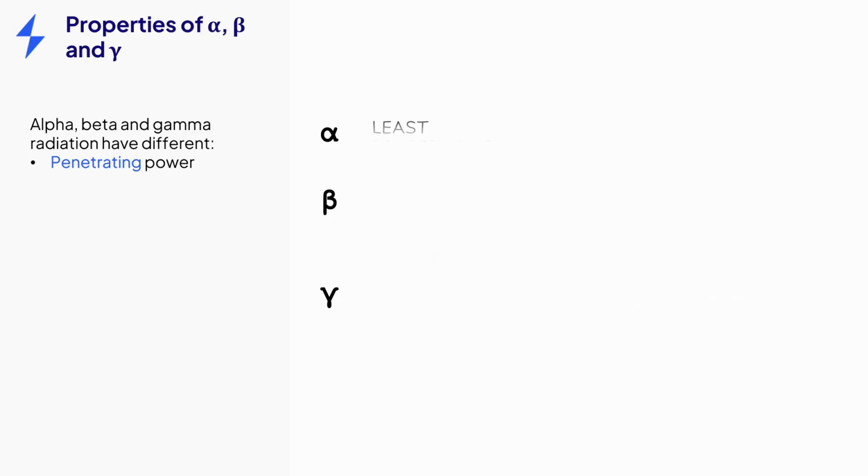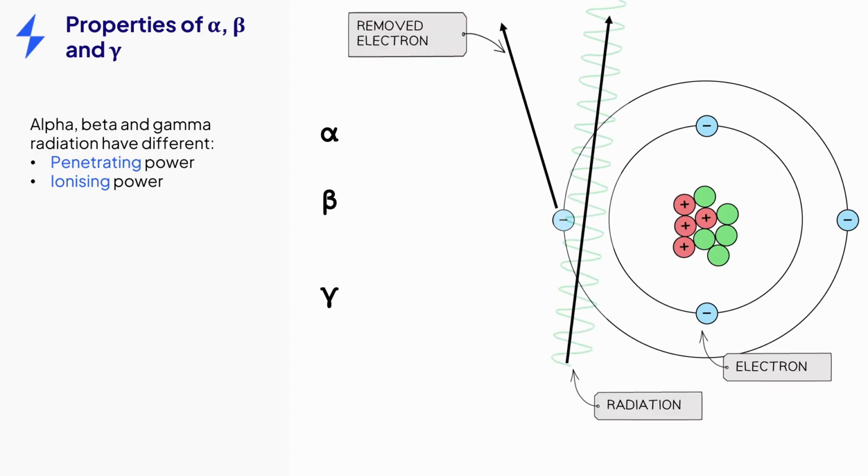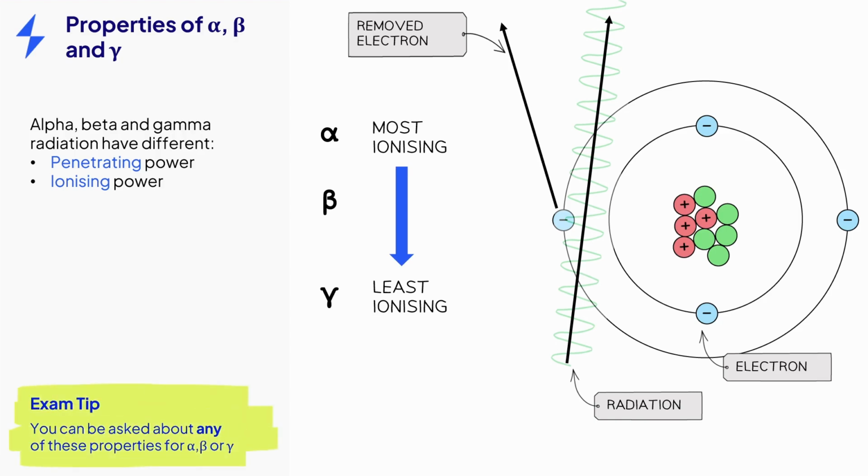Alpha radiation is the least penetrating, then it's beta, with gamma being the most penetrating. Alpha, beta, and gamma radiation also have different ionizing powers. Ionizing power is the ability to remove an electron from an atom. Alpha is the most ionizing, thanks to the particle's relatively large mass and charge, and gamma is the least ionizing. It does not interact with matter as much. You need to memorize these 3 types of radiation in order of penetrating power and ionizing power for your exam.